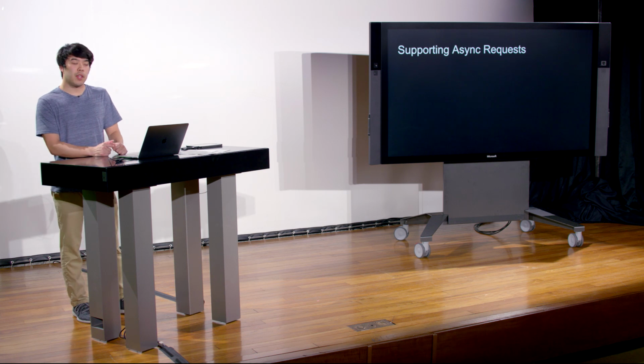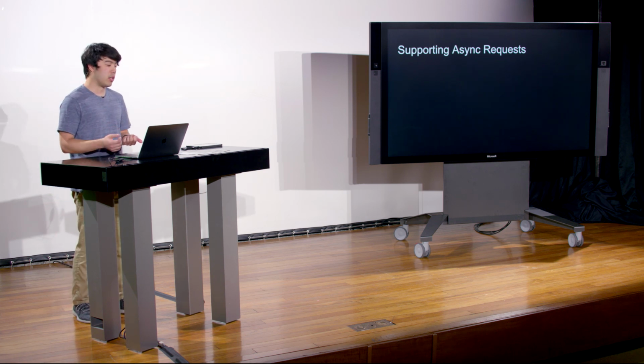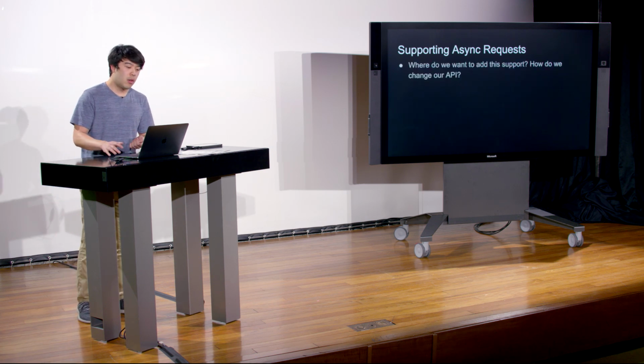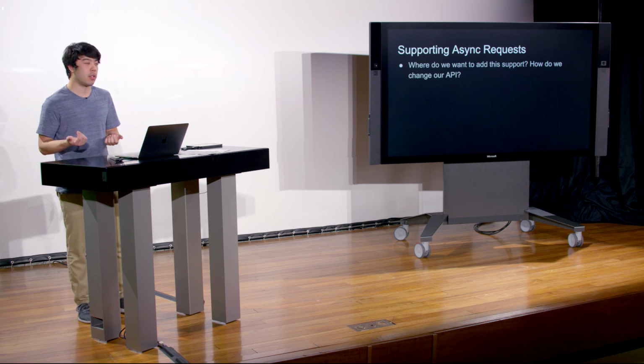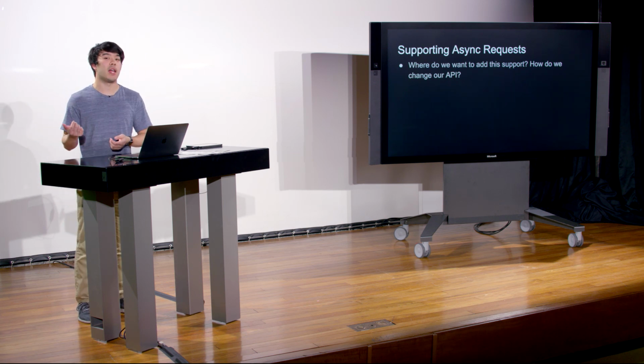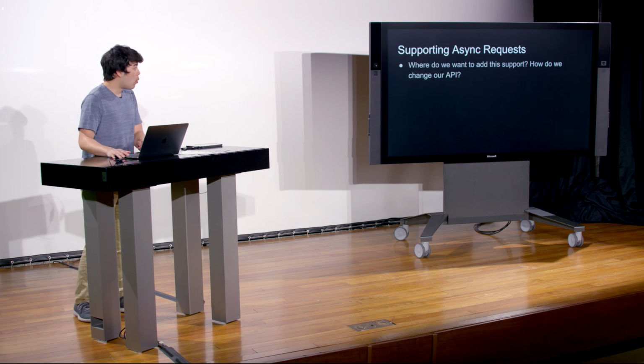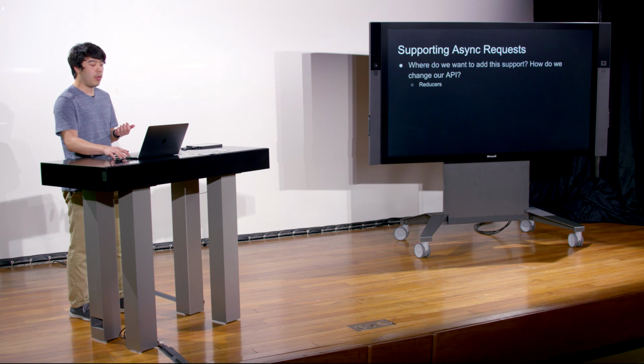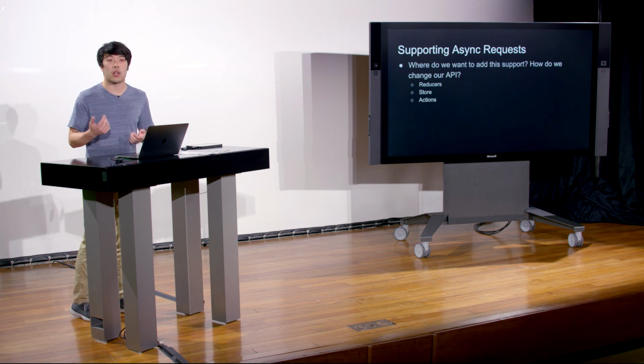So what sort of things might we need to consider when we want to support async requests? Well, first, where do we want to add this support? And how do we change our API so that what is supported can work? Well, where can we do that? There are three different places: our reducers, our store, and our actions.